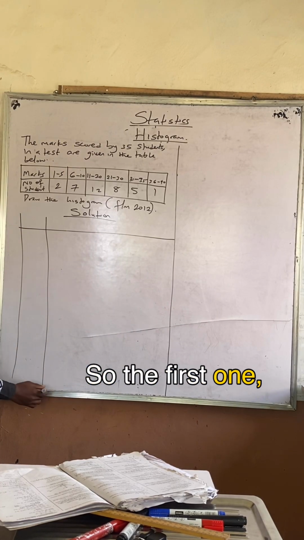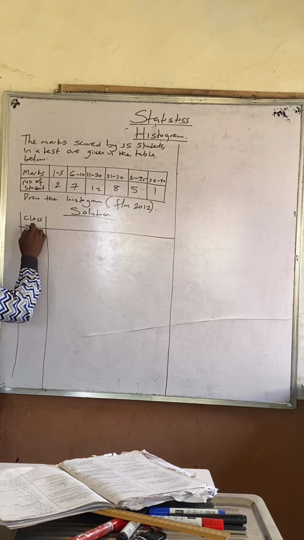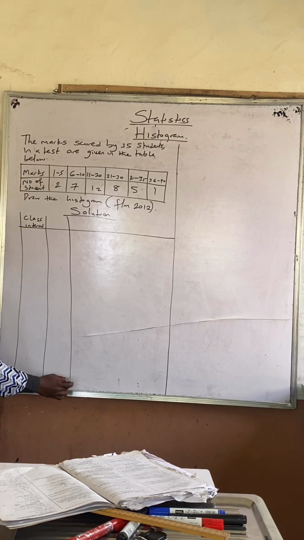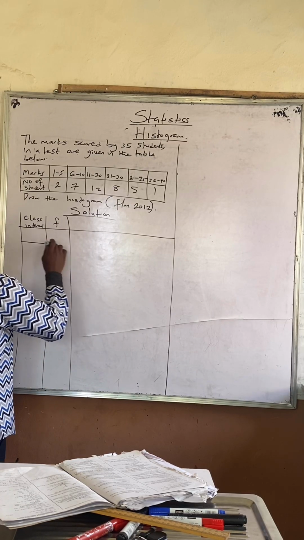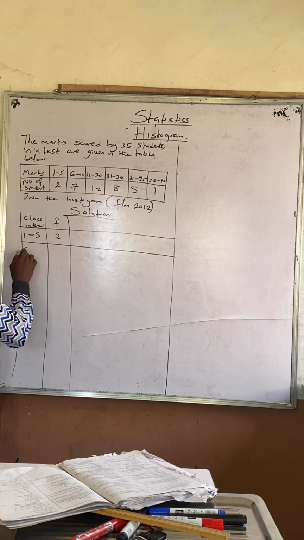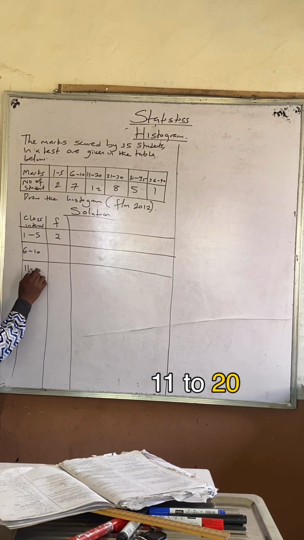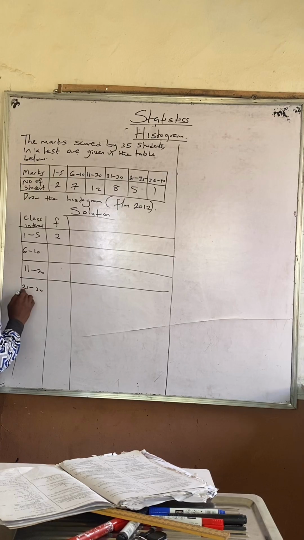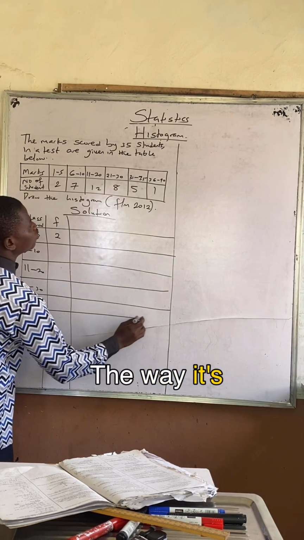The first one, the mark, which is the class interval. Then the next one is number of students. The number of students is your frequency. When I'm writing the frequency, we have 1 to 5, 6 to 10. You write them vertically like that, 11 to 20, 21 to 30, 31 to 40.